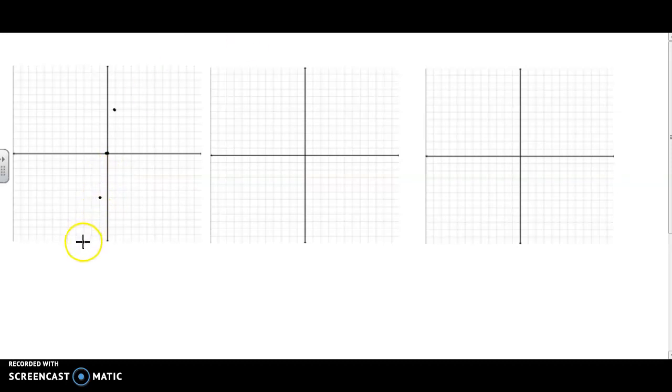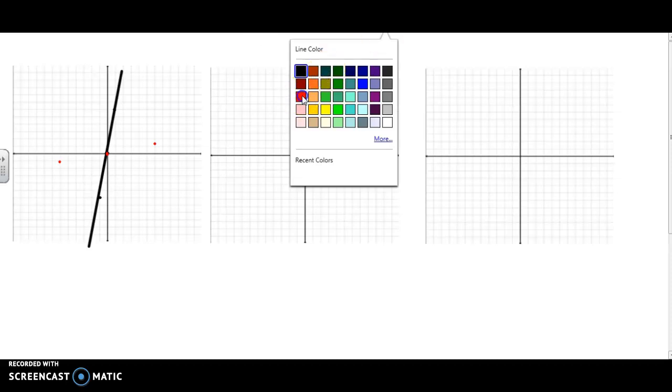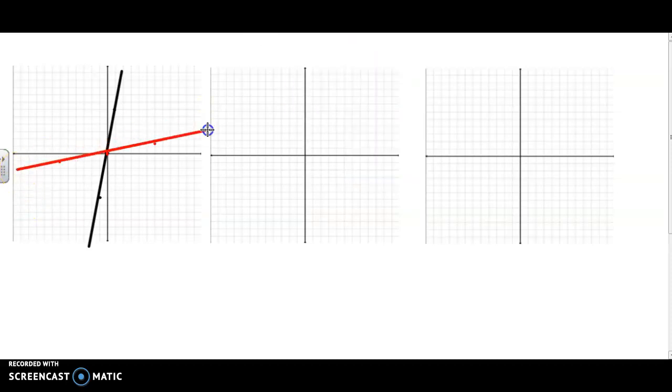Alright, so this is the original. And then if I was going to graph the inverse, it is y equals 1/6 x. Do that one in red. So again, that starts at 0, 0, and it goes up 1, right? 1, 2, 3, 4, 5, 6. Down 1, 1, 2, 3, 4, 5, 6. So that is your graph.